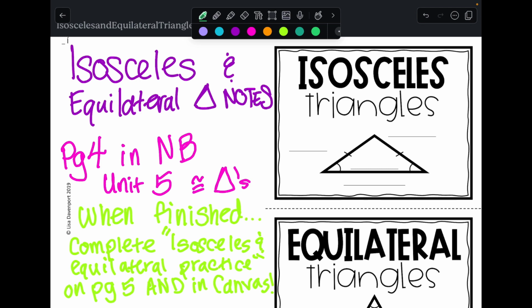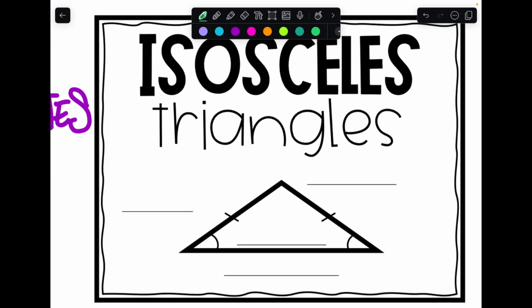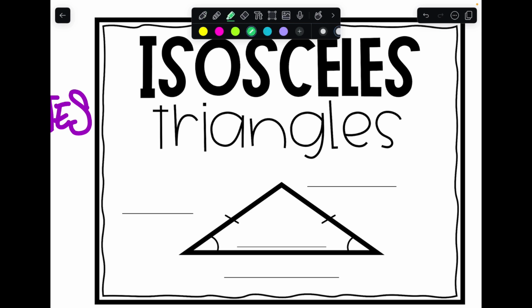All right, before you open up your notebook, go ahead and look at the front flap where it says isosceles triangles. Let's review. So first of all, an isosceles triangle is a triangle that has 2 congruent sides. Those 2 congruent sides have a name. So let's go ahead and write the name on the front. It is called a leg. Because an isosceles triangle has 2 congruent sides, it has 2 legs. The non-congruent side is called the base.